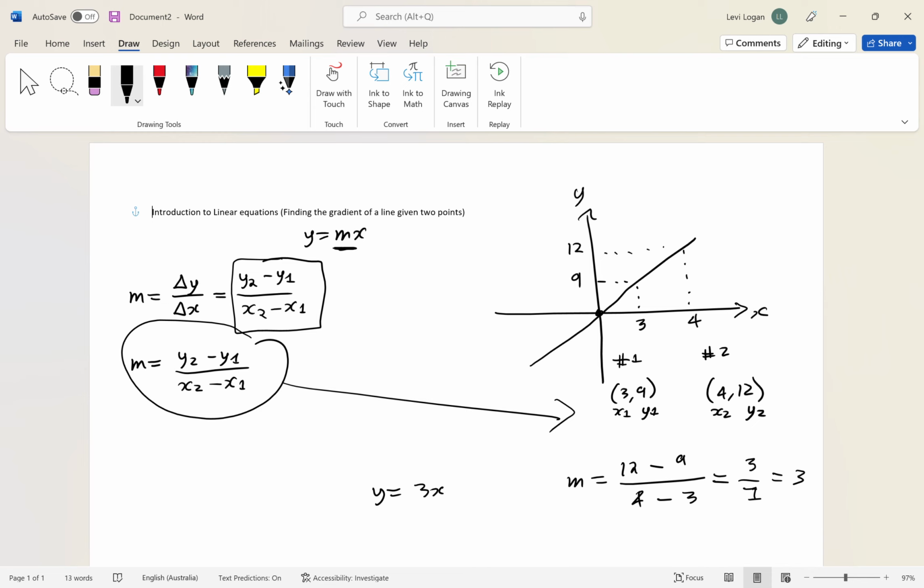Cool. Alright, so thank you for watching. This is just showing how to find the gradient of a simple equation given this form. In the next video I'm going to be explaining what our c value is for a linear equation, and then I'm going to combine the ideas and try and find the entire equation of a line given points.